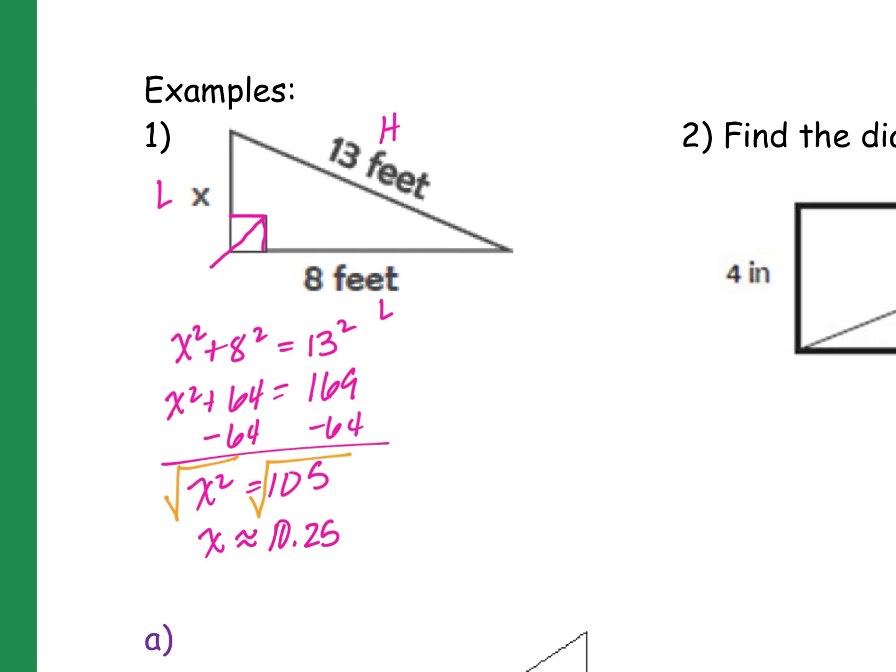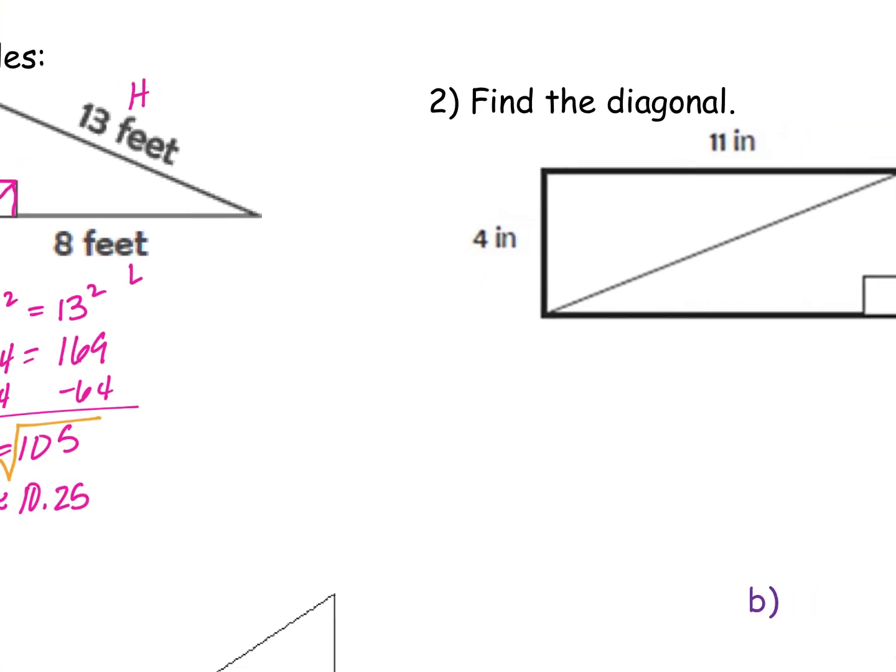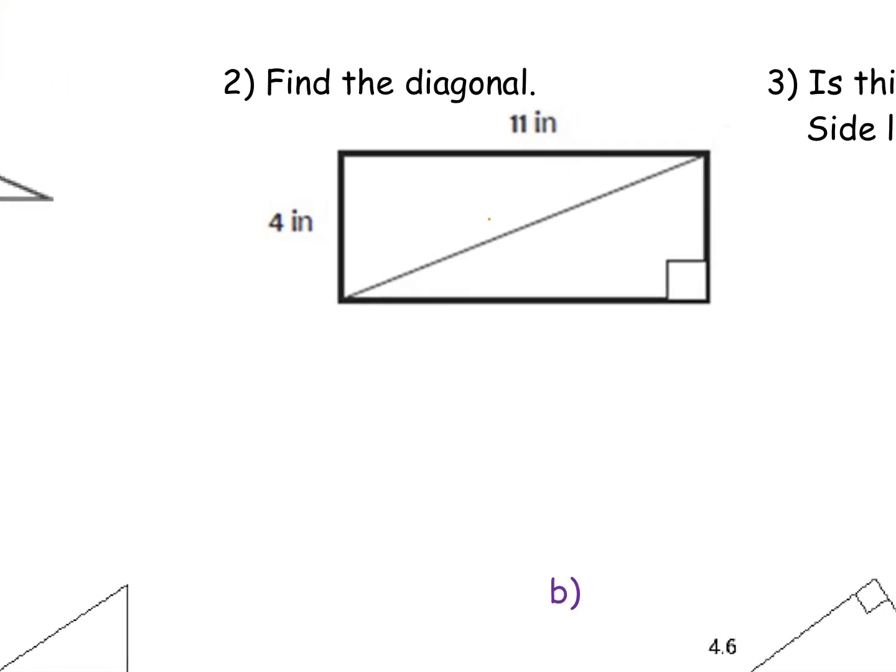Not too bad, right? Okay, so number 2 says find the diagonal. So that means I want to find this one right here. This happens to be a right triangle, right? So I'm going to use a squared plus b squared equals c squared on it. Which one is my hypotenuse? This is a right angle, right? So where's my hypotenuse at? The line going across the middle, what I'm trying to look for, okay? So then I have 4 squared plus 11 squared equals x squared.